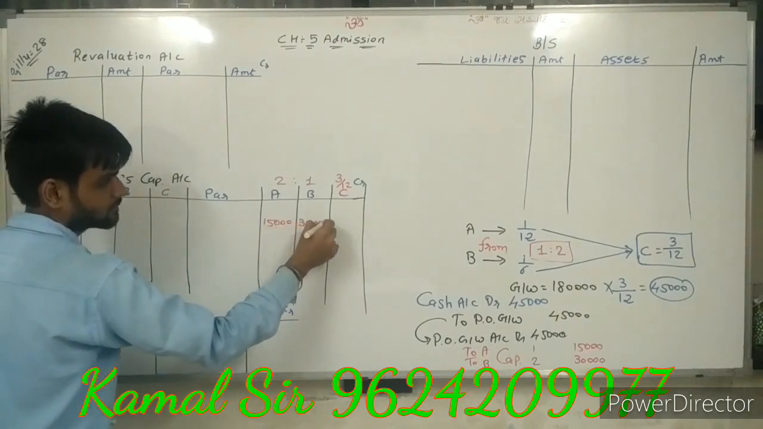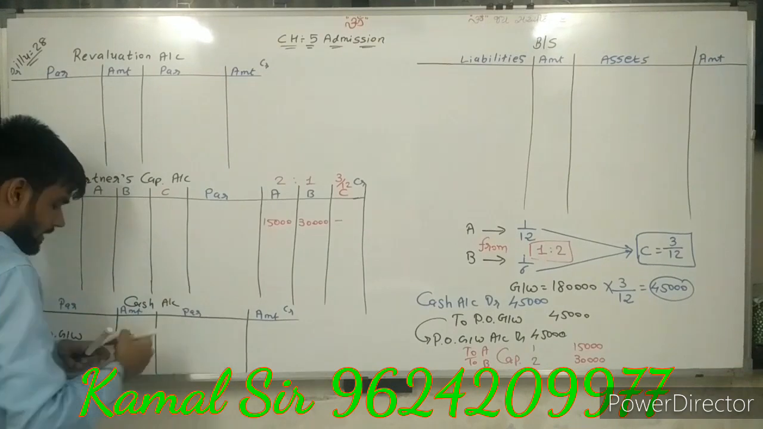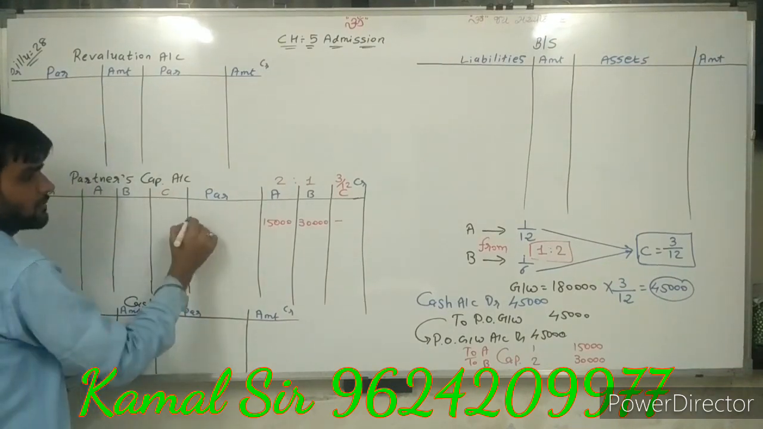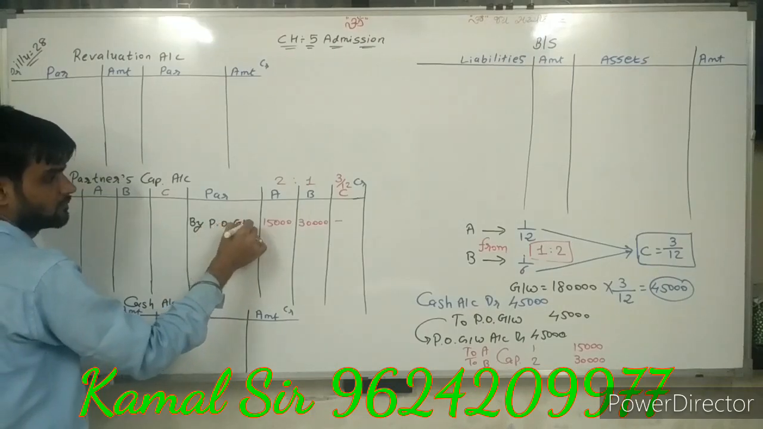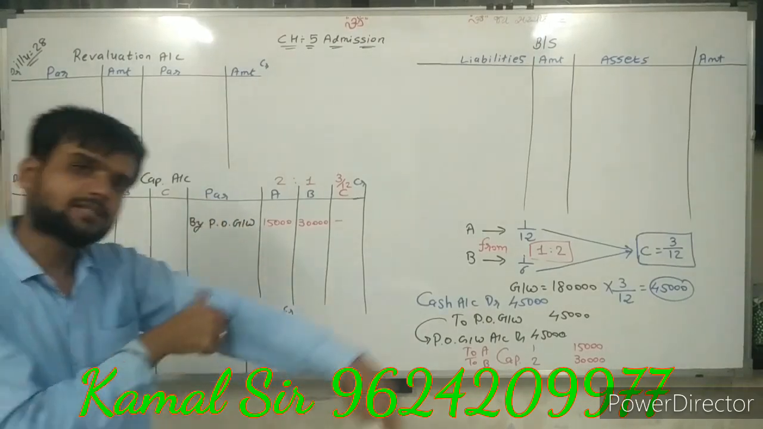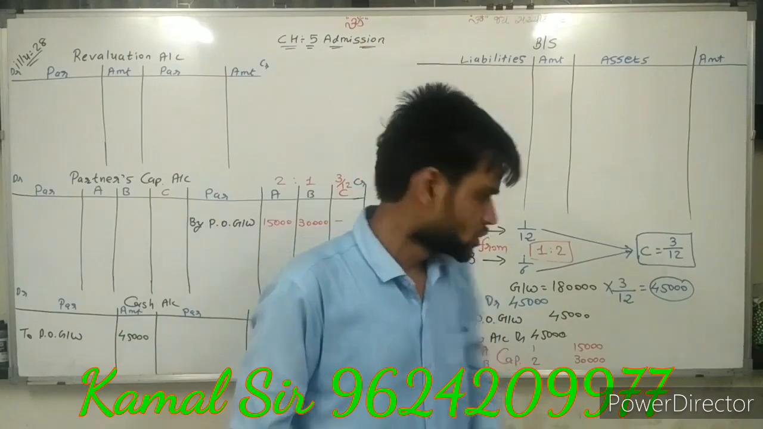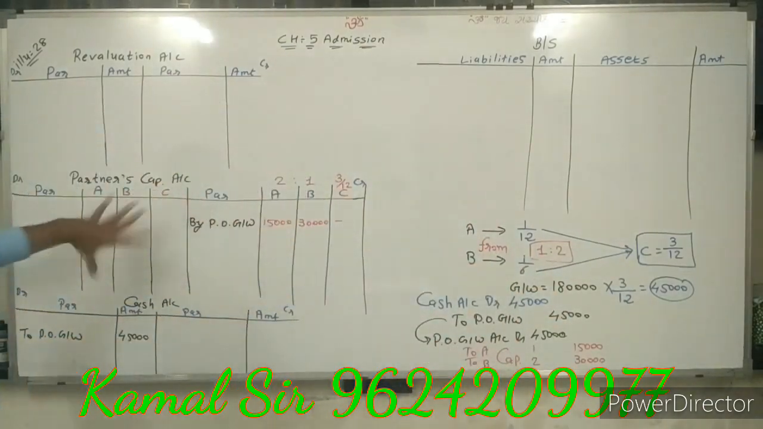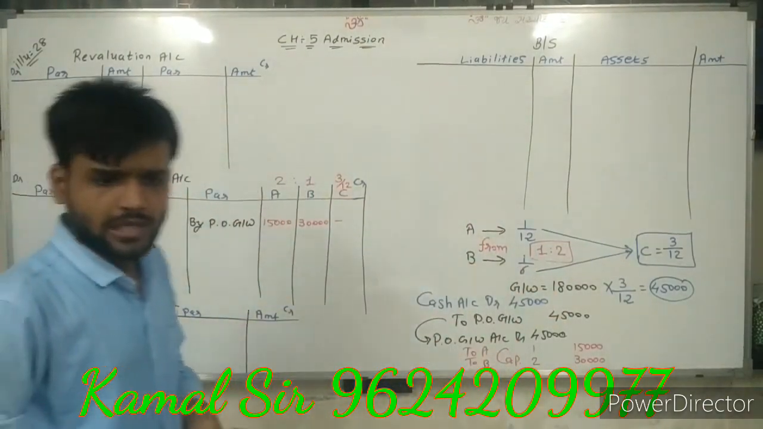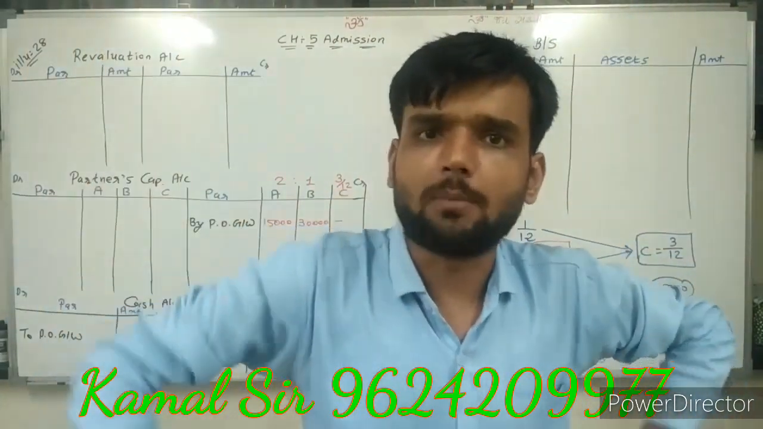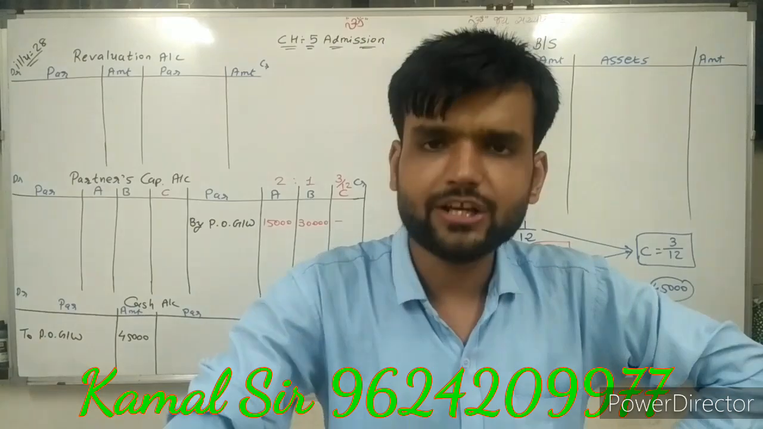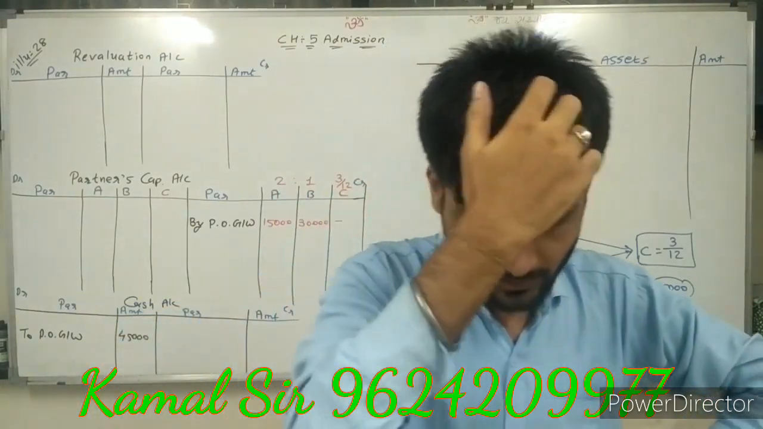30,000, and against it we are writing "by premium of goodwill." That's it. So goodwill is completed. Its ledger posting is also completed. And with this, my third number adjustment is also completed. Going ahead, adjustment number 4.